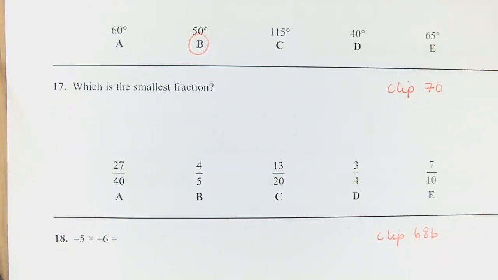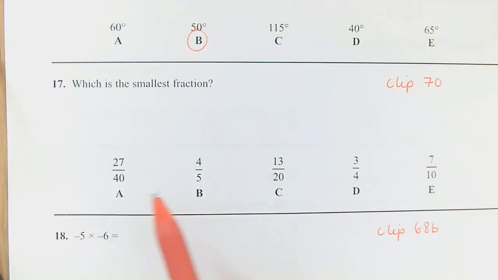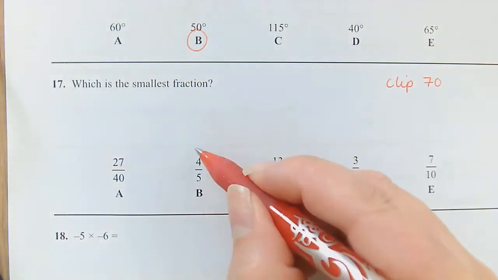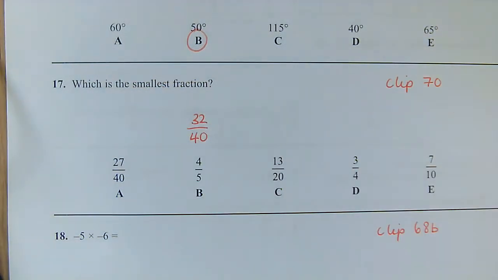Okay, we want to work out what the smallest fraction is here. Easiest thing to do is to compare the fractions, we need the denominator to be the same. So we can see we could make all these denominators 40. So here I would have to multiply this fraction by 8. So I'd end up with 32 over 40.